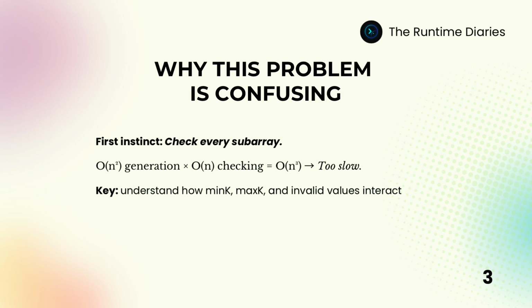Generating all subarrays takes O(n²) time. That's already a lot. But then for each subarray, you need to find the minimum and maximum values, which takes O(n) time in the worst case. So you end up with O(n²) times O(n), which equals O(n³). And for large arrays, this is completely infeasible. The key is realizing that this is not a brute force problem. It's a constraint problem, and constraints create patterns we can exploit. Once you understand how minK, maxK, and invalid values interact, the solution becomes almost trivial.